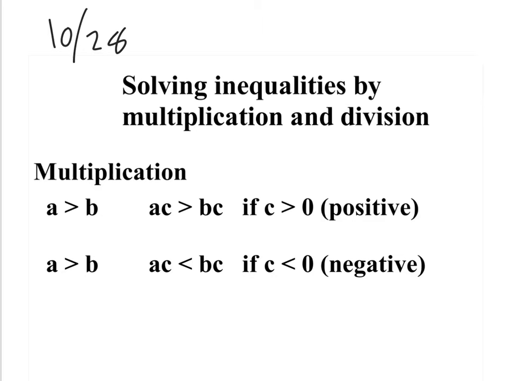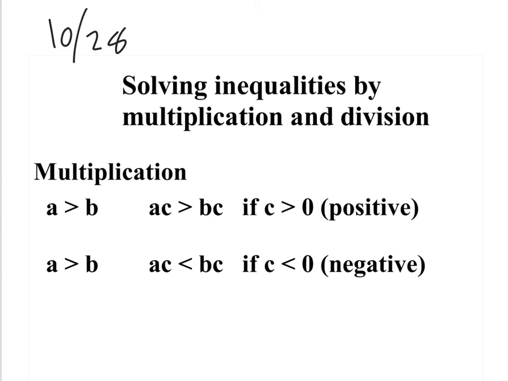Here for multiplication, you can see A is greater than B. All they do is, instead of writing numbers, they write variables that you can replace with numbers to demonstrate. So A is greater than B. If you weren't sure what that means, you just replace A with 3 and B with 2, okay? Because 3 is greater than 2. Well, what this says is AC is greater than BC if C is greater than 0, if it's positive. If C, the number you're multiplying by, is positive, then your sign doesn't change. Here it's greater than, and here it's greater than, so it doesn't change. As long as C is a positive number when you multiply, your sign doesn't change.